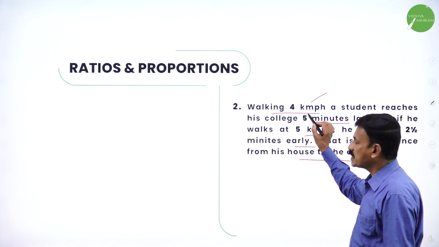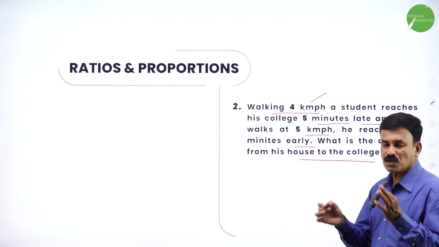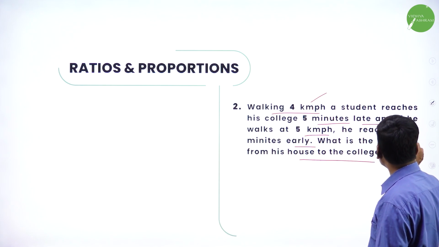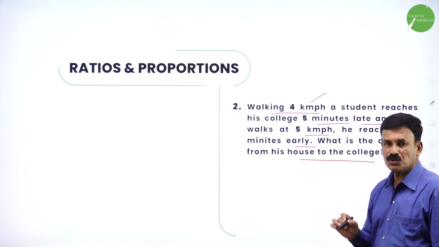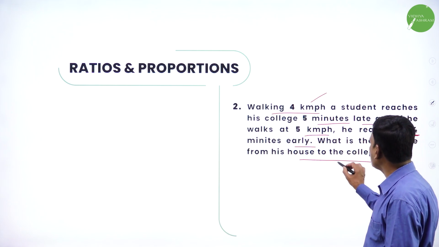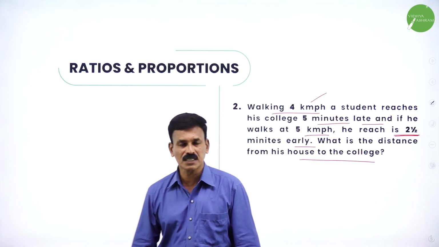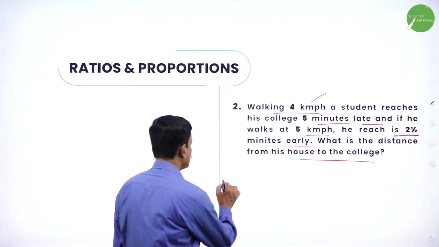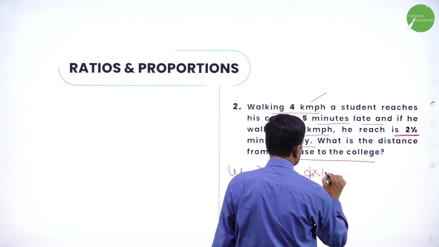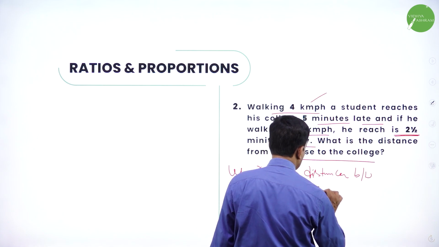By walking at a speed of 4 kilometers per hour, a student reaches his college 5 minutes late. Suppose he walks at 5 kilometers per hour, increasing his speed, then he will be early. He will reach the college 2.5 minutes, that means 2.5 minutes, before the required time. Then we have to find out the distance between his house and the college. The distance is to be determined, right? Now let us represent the distance. Let x be the distance between his home and the college.